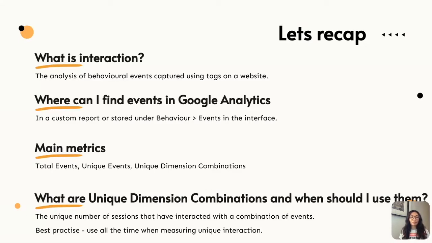The main metrics that we will use are total events and unique dimension combinations. What are unique dimension combinations? The unique number of sessions that have interacted with a combination of events. For best practice, use unique dimension combinations all the time when measuring unique interaction.